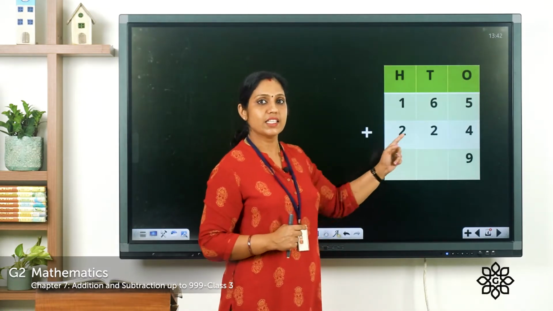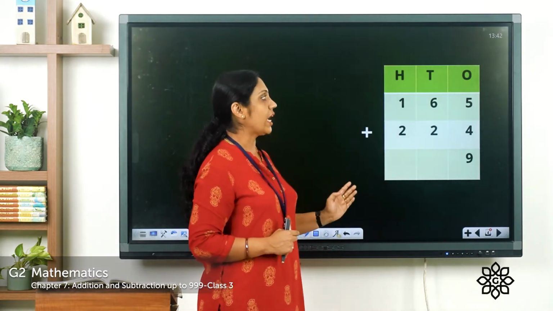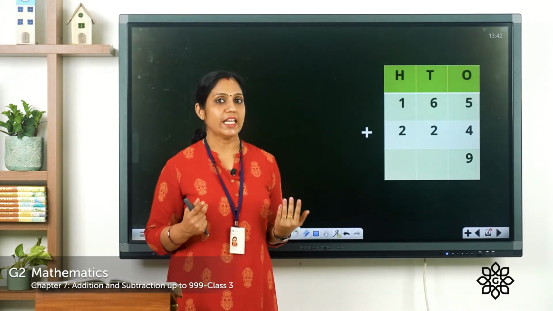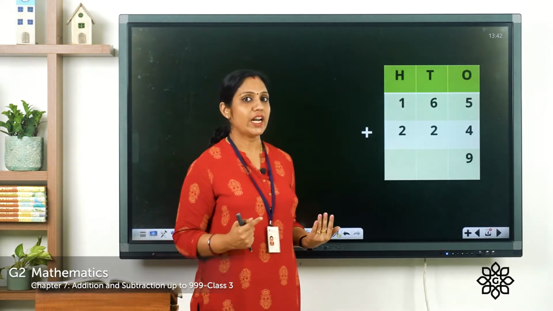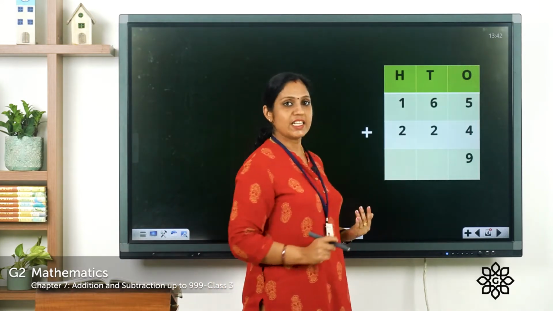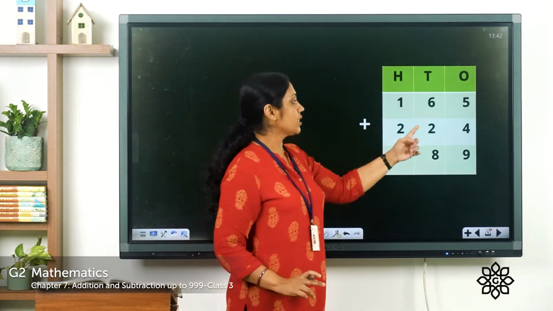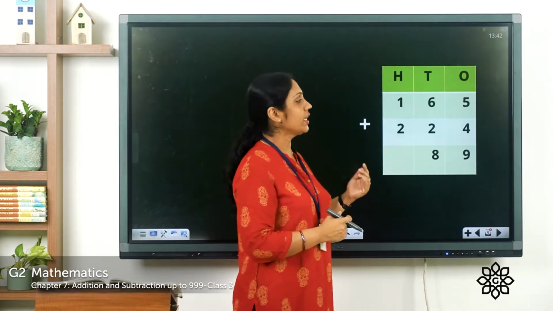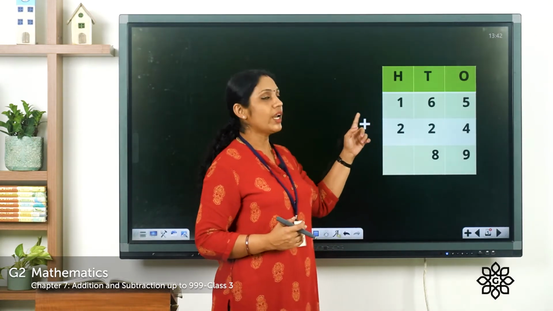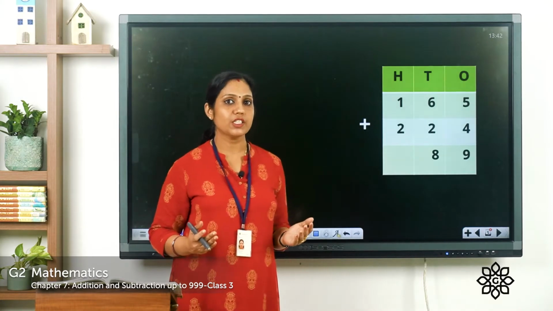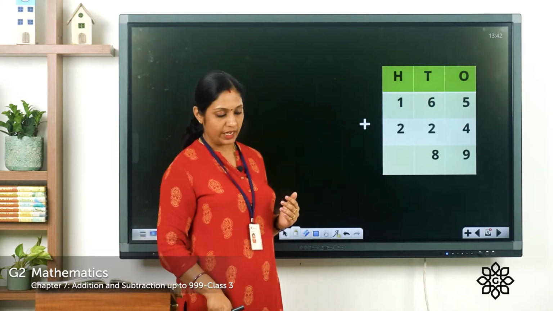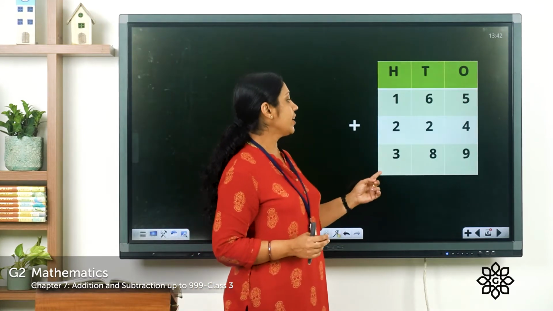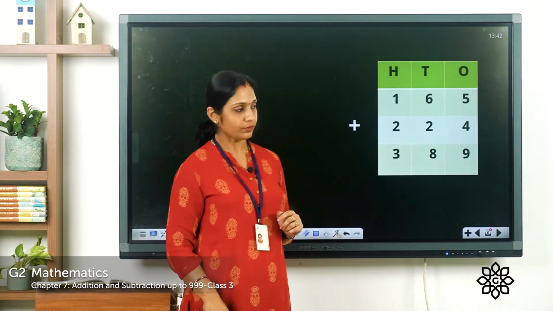Next we'll move on to the tens place. In the tens place we have 6 plus 2. How much is 6 plus 2? It is 8. And where should we write? Under the tens place. Then we'll move on to the hundreds place. In the hundreds place we have 1 plus 2. How much is 1 plus 2? It is 3. So we'll write the 3 in the hundreds place, and we got the answer 389.